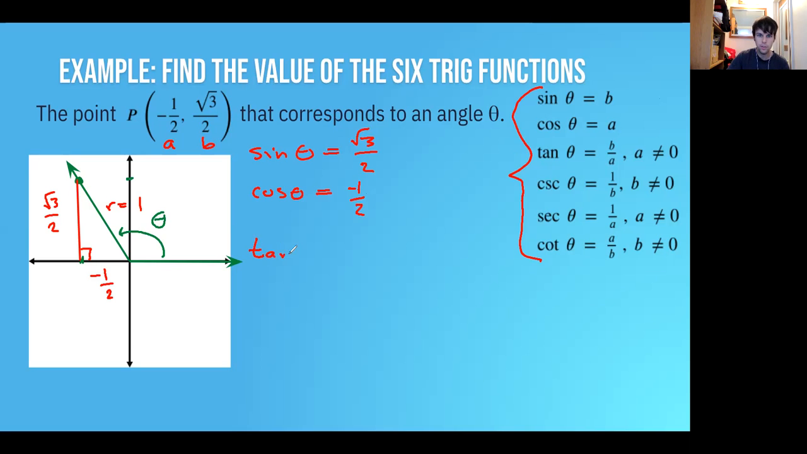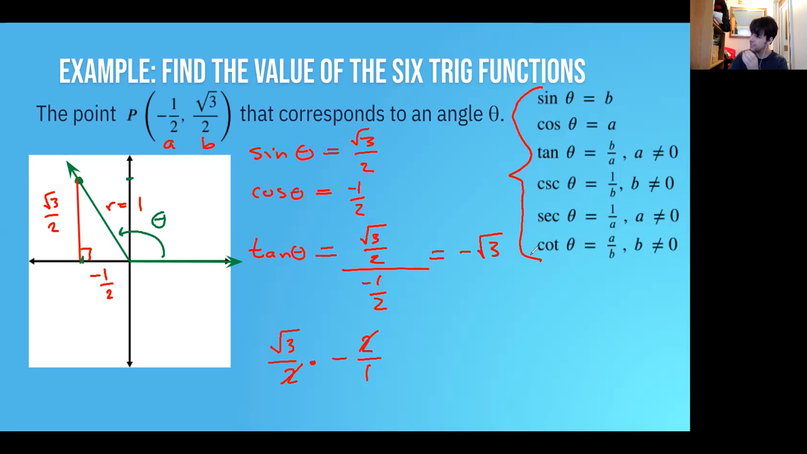Tangent, this is where it starts to get a little more complicated, right? Tangent is equal to b/a, so the y coordinate divided by the x coordinate. So that's two fractions that we're dividing. So √3/2 divided by -1/2. When I divide by a fraction, remember that's the same thing as multiplying by its reciprocal. So √3/2 times the reciprocal of this, which is -2/1. The 2's cancel. We end up with just -√3. -√3/1, but remember, over 1 doesn't actually do anything here.